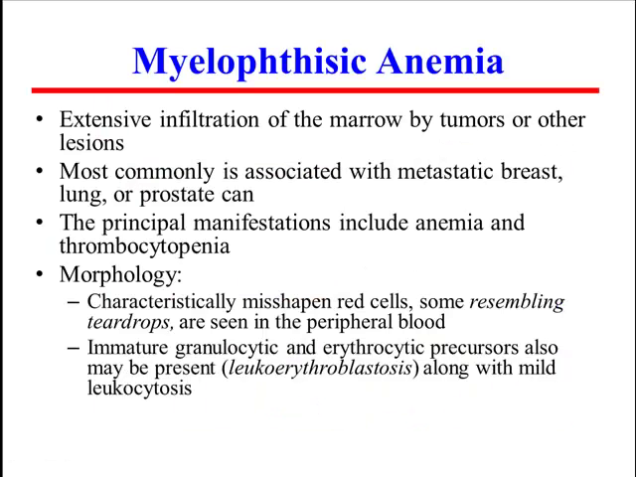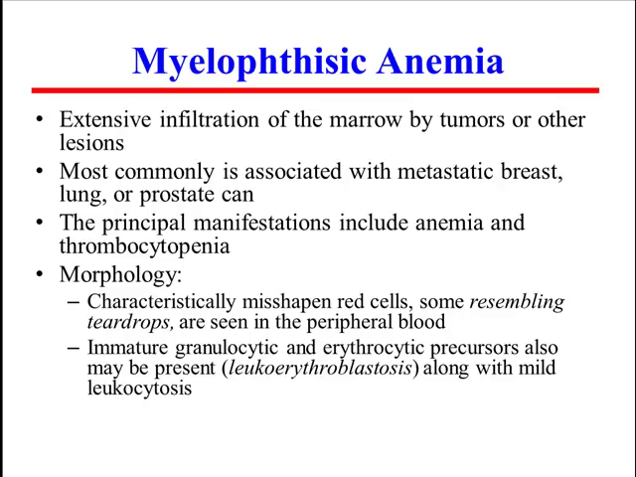Okay, the last one, myelophthisic anemia. In this condition, there is extensive infiltration of the marrow by tumors or other lesions. It is most commonly associated with metastatic breast, lung, or prostate cancer. And the principal manifestation would be anemia and thrombocytopenia.